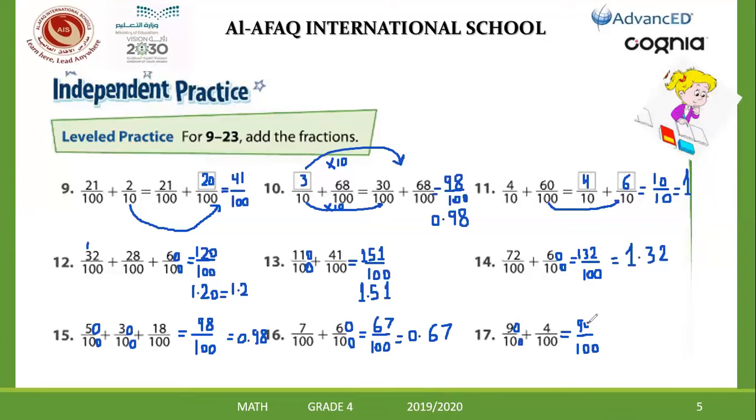Great job. Decimal form, yeah, we are going to write the decimal form. 0.94. Great job. Grade 4, thank you so much.